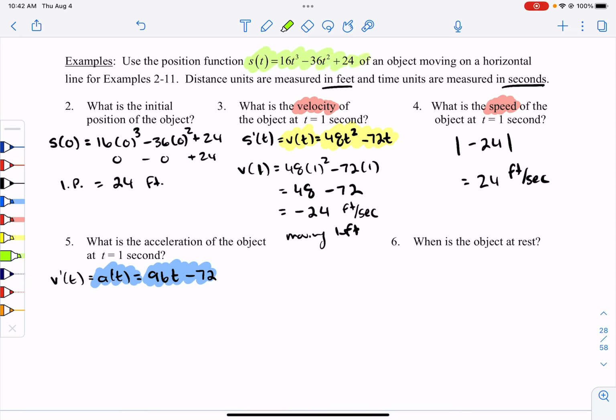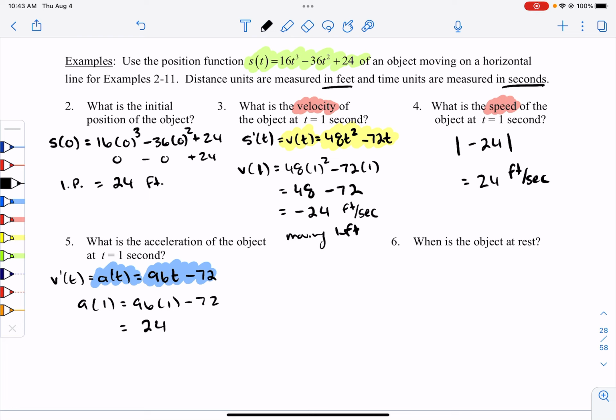Okay. So I have my acceleration function. Now let's plug in time of 1. So 96 times 1 minus 72. So my acceleration is going to be 24. And then be careful with your units. Again, it's not asking for units.